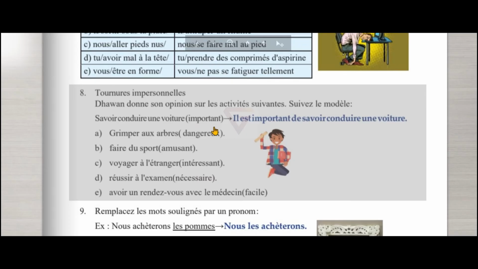then followed by the adjective which is there in the bracket. Followed by that, you're going to use the preposition de or the apostrophe and the remaining sentence which is given here. So you can see il, est, then important, then followed by de, then followed by the remaining sentence. So similarly, you are going to arrange all the sentences following the example. So here you're going to say it is dangerous to climb trees. So here you're going to add il, est, followed by the adjective, followed by de, then the remaining sentence.